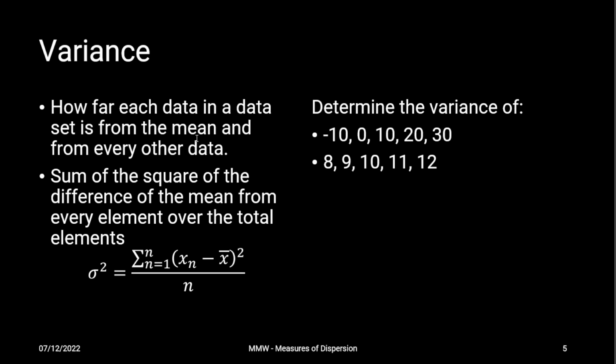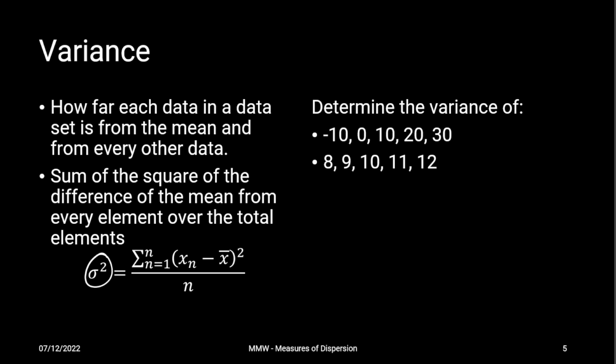Yun yung variance, ayun yung ibig sabihin ng variance. So the formula for the variance, by the way, the symbol for variance is sigma squared. So this is the formula: the summation of x sub n, which is the individual element, minus the mean, quantity squared, from the first element to the very last element, divided by the total number of elements.